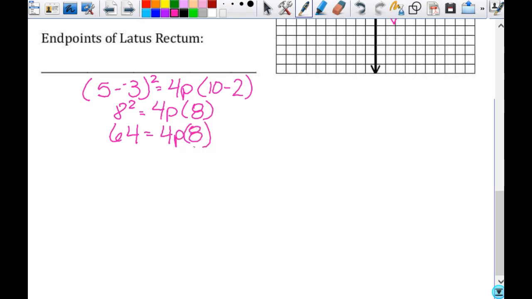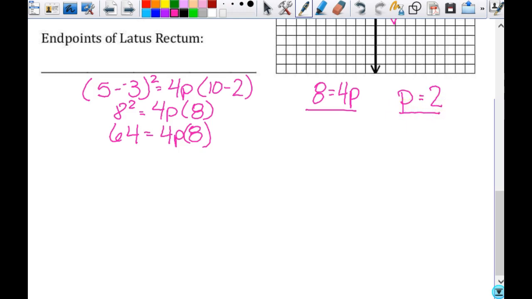Now, at some point, don't I want 4p? I want to know exactly what 4p is. So if I just divide this out, 64 divided by 8, I get that 8 equals 4p, which is important to me at some point, right? That's part of my equation. And then I also do need p. What is that? 2. Okay, I need both.